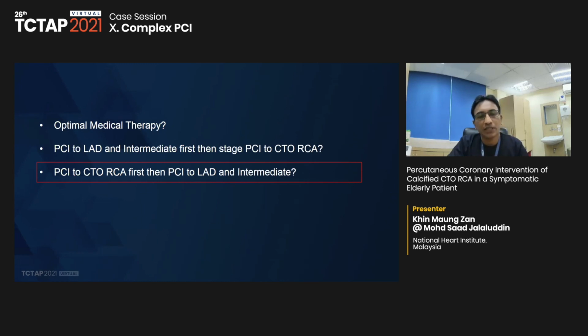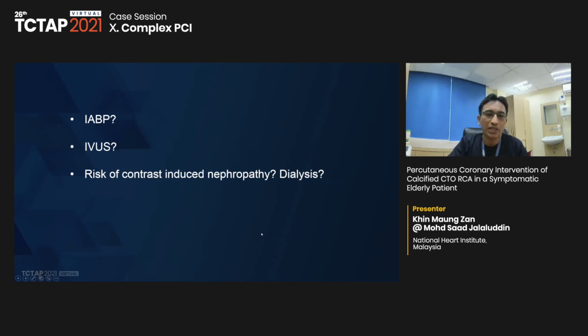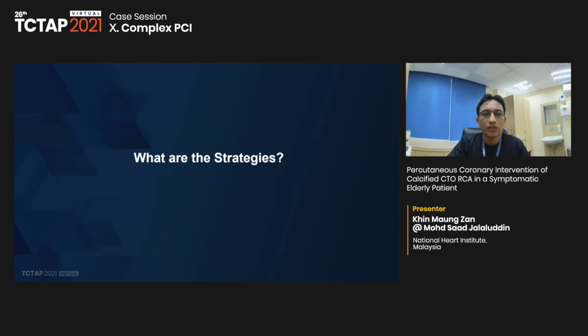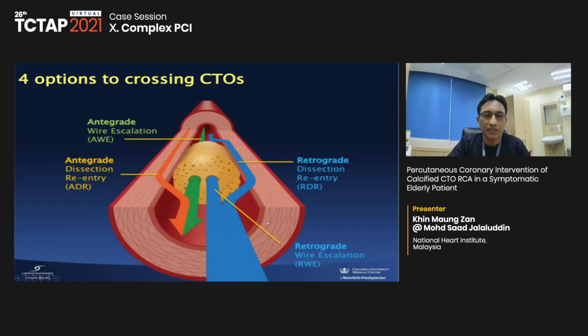There are a few things that we need to keep in mind: whether we should go in with IABP support, and whether we should use IVUS-guided PCI to CTO-RCA. We also need to bear in mind the risk of contrast-induced nephropathy, as this patient might require dialysis. Her J-CTO score was 2, and PROGRESS CTO score was 5. So what are the strategies? As the basic principles of crossing CTOs, we can go for antegrade wire escalation, antegrade dissection re-entry, retrograde wire escalation, or retrograde dissection re-entry.